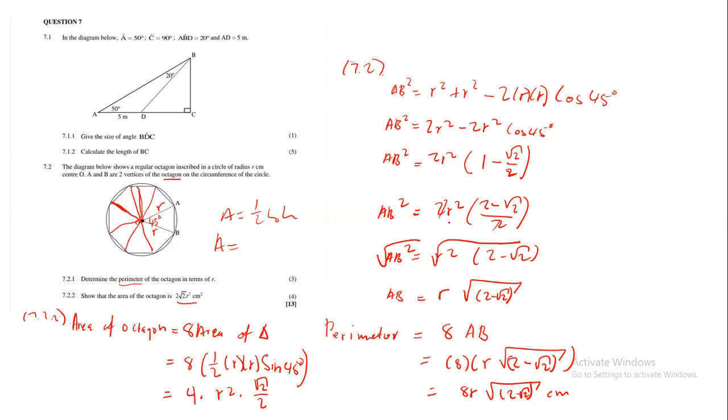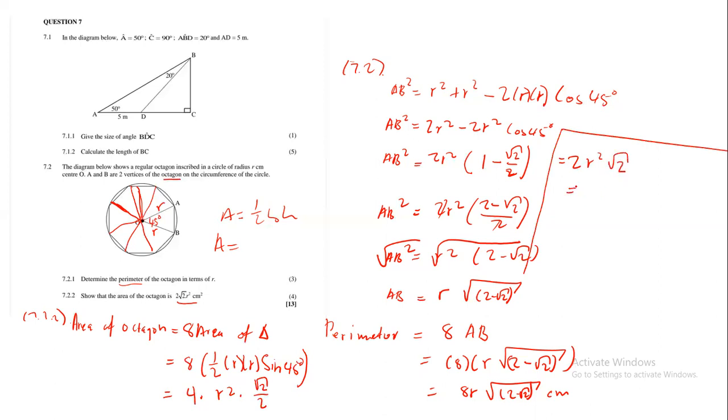2 goes how many times into 4? It goes 2 times. So I'm just going to utilize this space over here. So 4 multiplied by this is going to be how much? It's going to be 2. I'm continuing. It's going to be 2 R squared multiplied by root 2.